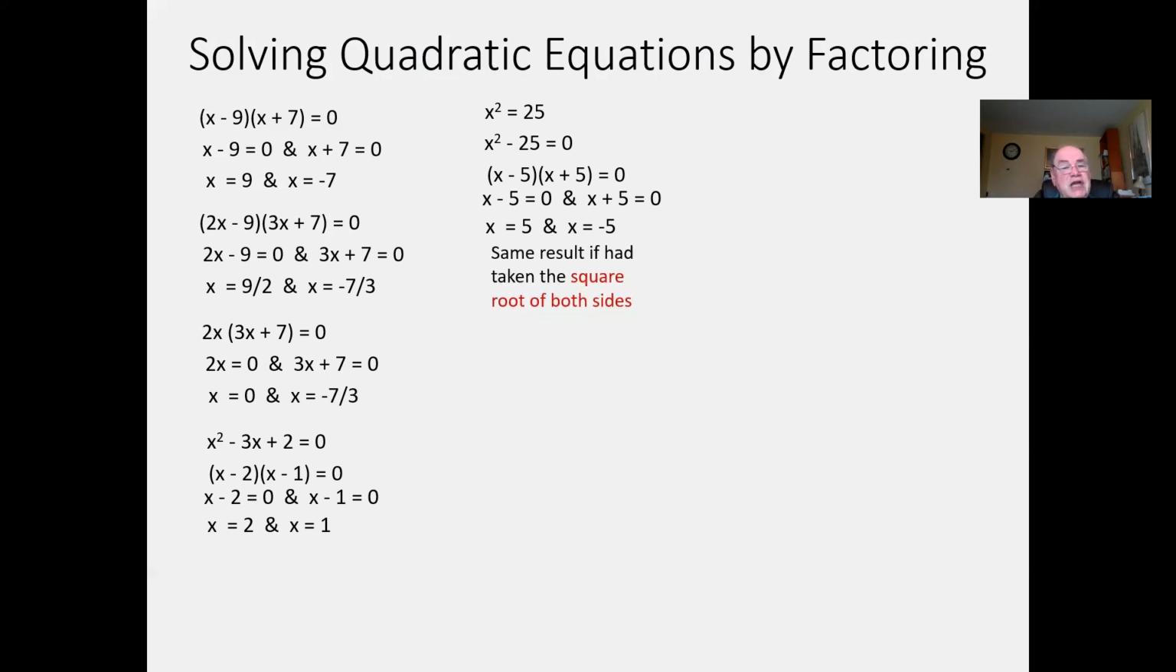And notice you will get the same result if you just took the square root of both sides. The square root of x squared is x, and the square root of 25 is either 5 or -5, okay? When you're dealing with quadratic equations, you must respect the fact that when you take a square root, it's either plus or minus that answer. This is how we generate the two answers.